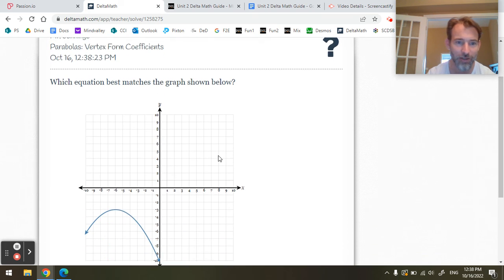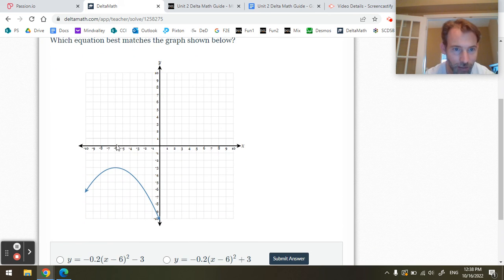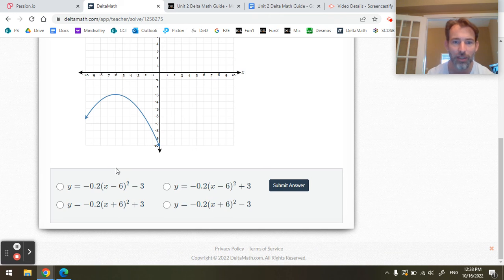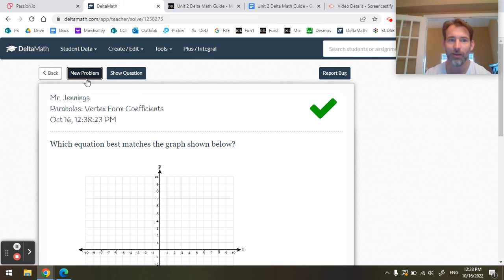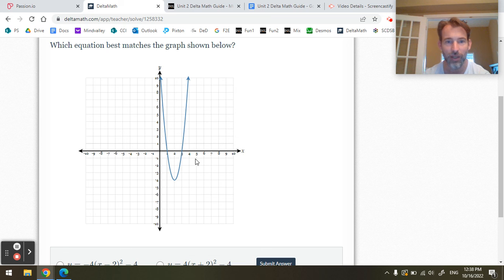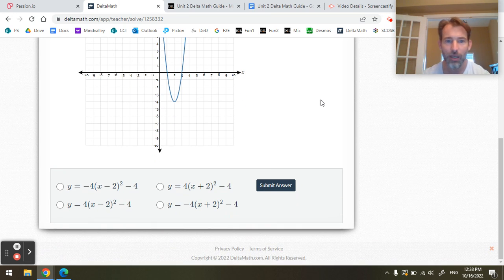Okay, new problem. Whoa, where is it? There it is. Okay, the vertex here is at -6, -3. So I'm looking for x plus 6, minus 3. All of these have the same a value. This is definitely a negative a value, so it's this one here. Let's do one more example, see if we can get a vertex that's not down in that quadrant. There we go. So this one has a positive x value there, so I'm looking for x minus 2, squared, and then -4 there. It's this one. It's not that one because this one has a negative a value. That would open downwards. That would be like this. But this one opens upwards, so it's that one.